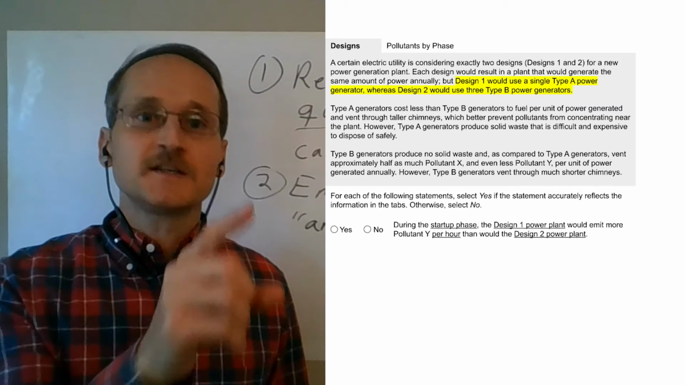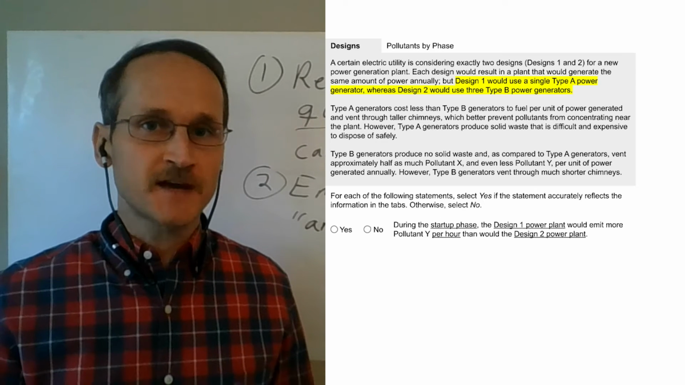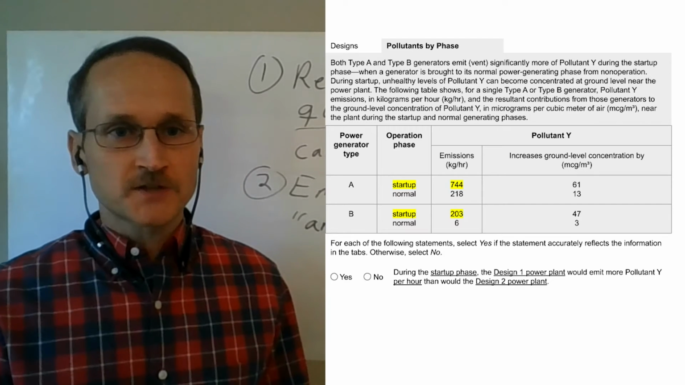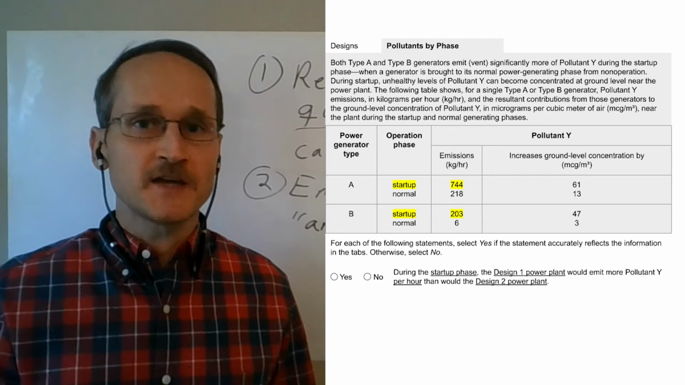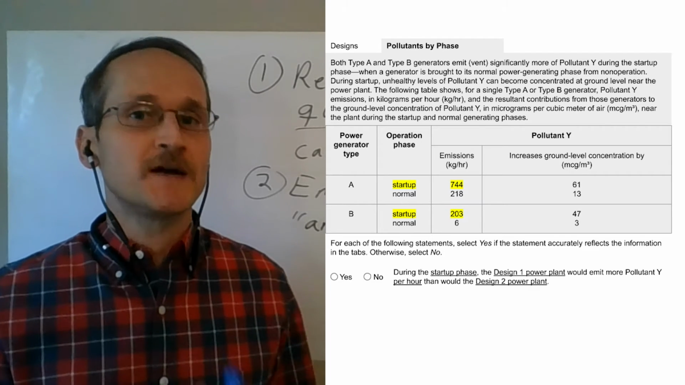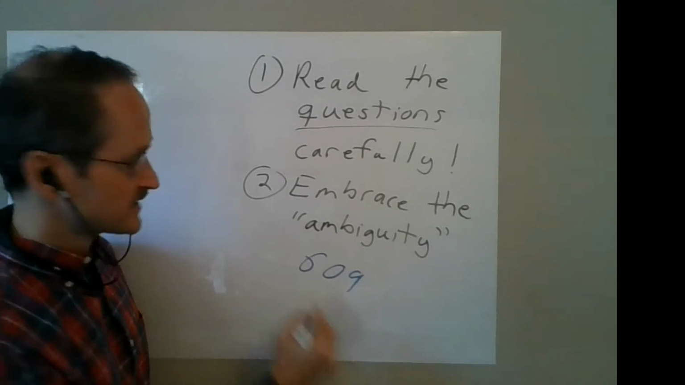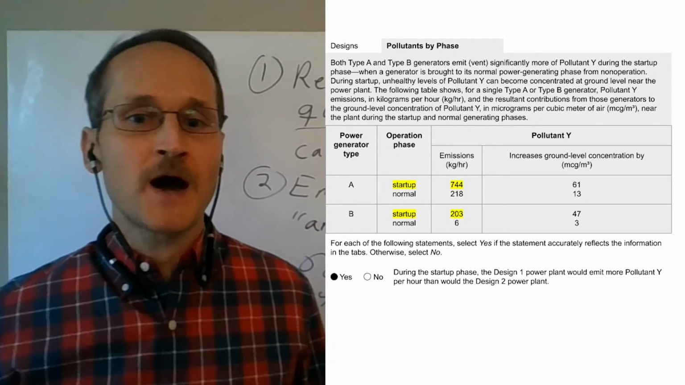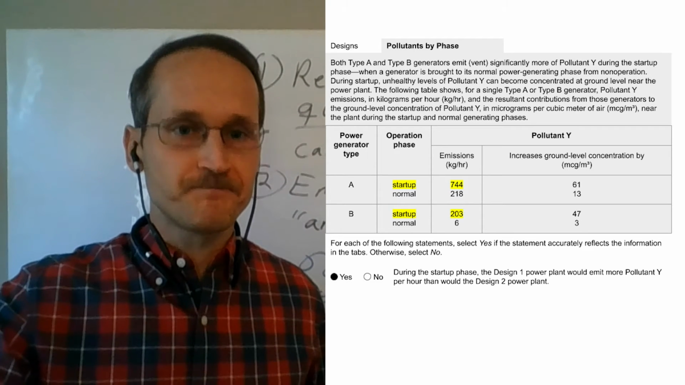As I've highlighted above, design 1 would use a single type A generator. Design 2 uses 3 type B power generators. So we have to keep that in mind when we're looking at the table. In the startup phase, we have kilograms per hour, 744 for type A generators. For type B, it's 203, but since design 2 uses 3 of those, we would have to multiply that by 3 to get 609. 609 is still less than 744, so the answer to the first statement is going to be yes, the design 1 power plant would emit more pollutant Y per hour than would the design 2 power plant.